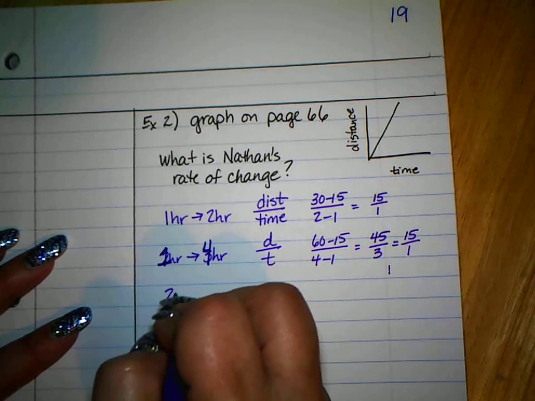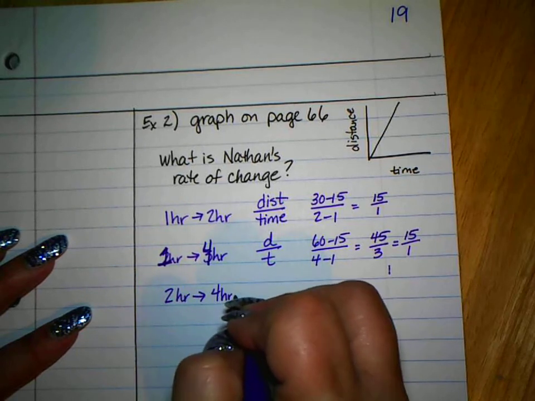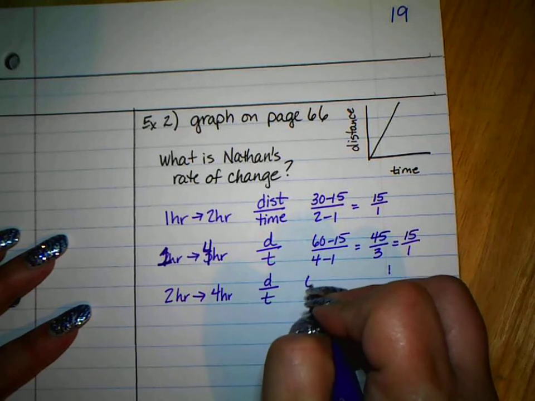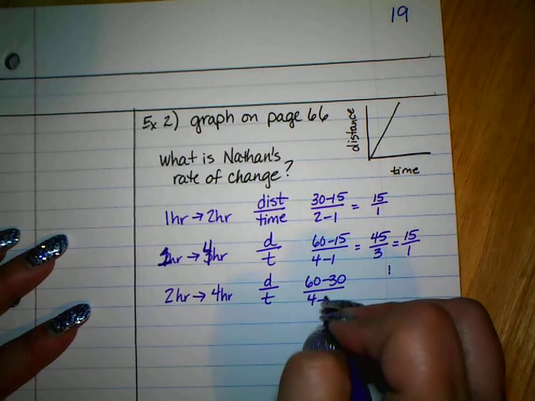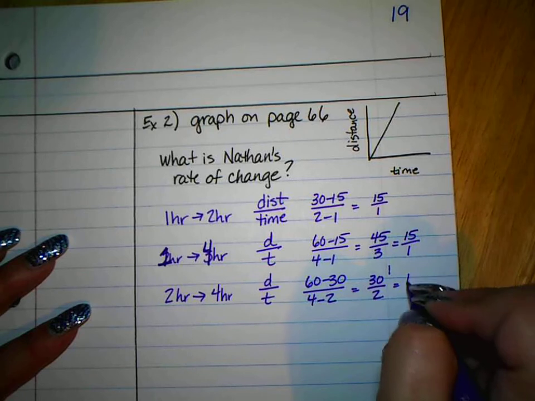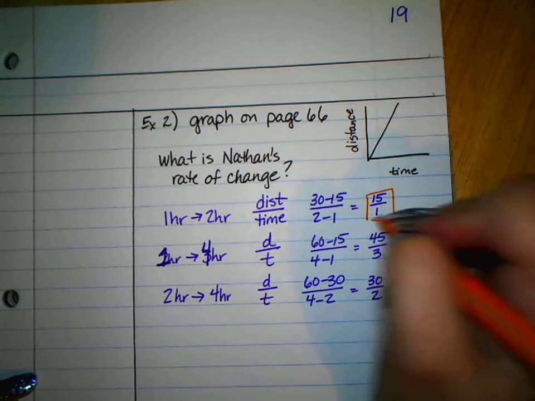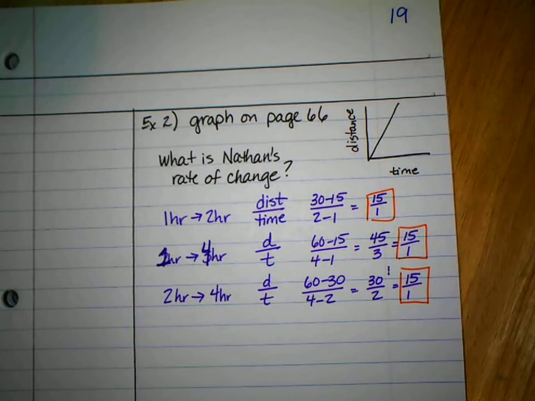And we're going to do 2 hours to 4 hours now. Again, still distance over time. So 60 minus 30 over 4 minus 2. This is 30 over 2, which again, reduces to 15 over 1. All of them were 15 over 1 when we reduced them.